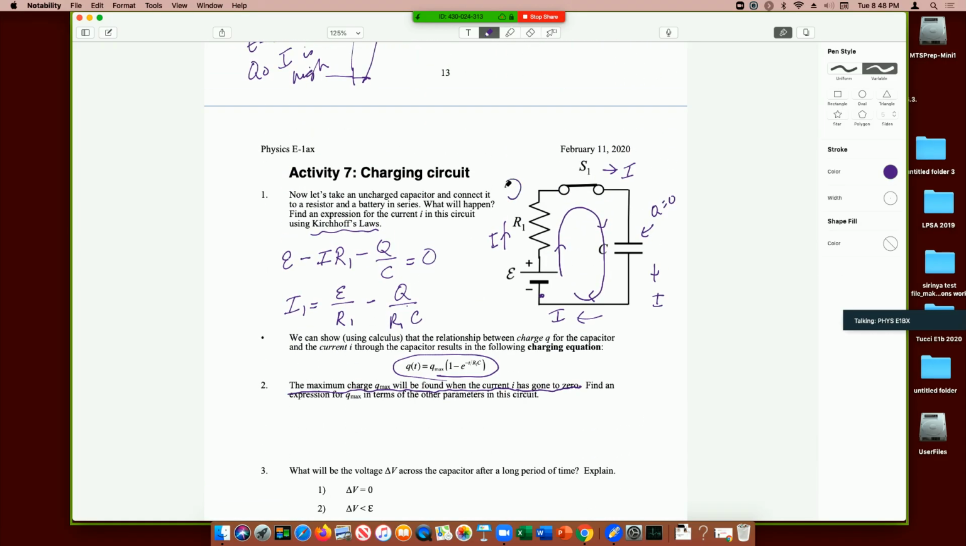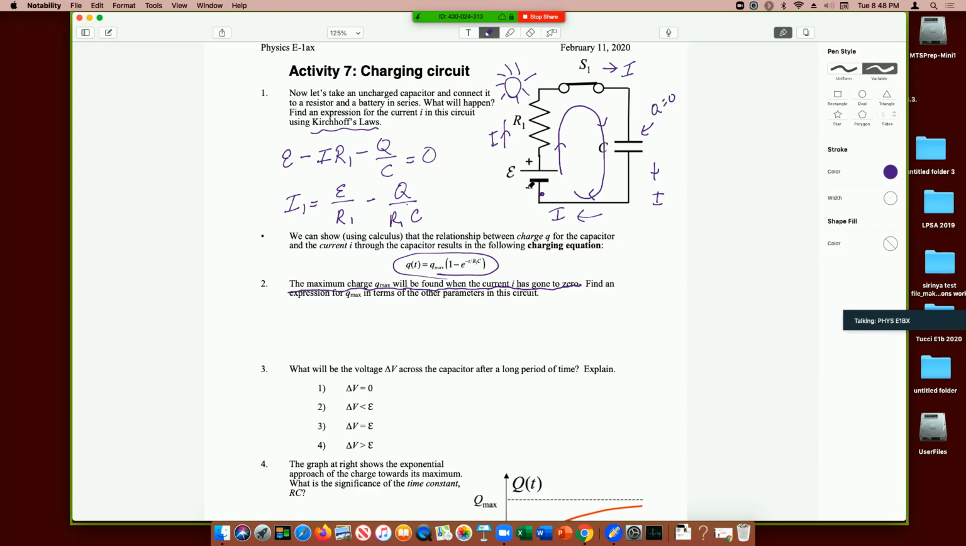Think of that experiment that I just mentioned. If this R1 was actually a bulb, at first there'd be a lot of current going through it, and then the current would slow down. So you'd have a very bright bulb when there's no charge on the plates. And then the more charge that builds up on the plates, the harder it is to force more charge onto the plates, and so the current is going to drop off. So I equals 0 when you have Q max.